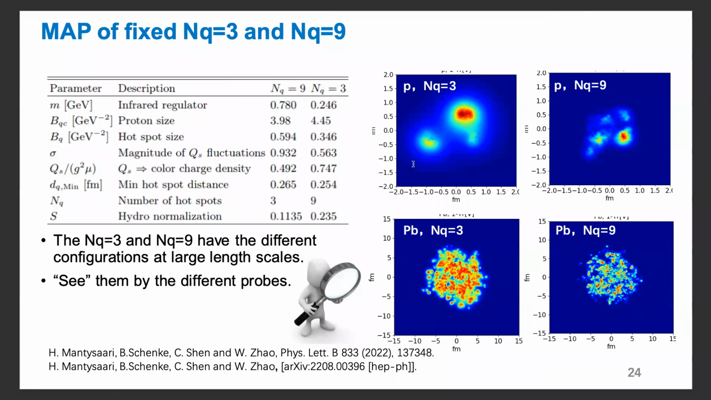And this is the density profile of the proton with MAP parameters of NQ3 and NQ9 cases. By eye, we can see the clear difference of the density profile with the MAP parameters of NQ3 and NQ9. For example, this is a very large structure compared to the NQ9 case. We also see a difference between them, but higher GPSA data cannot disentangle these two density profiles. So in the next work, we just see them by different probes.